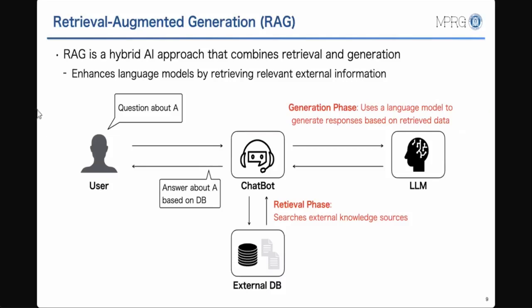One of the solutions is the introduction of RAG. Retrieval augmented generation, RAG, is a hybrid AI approach that combines retrieval and generation. It improves the language model by retrieving relevant external information that makes responses more accurate and reduces hallucination. So how does RAG work? First, the retrieval phase. The model searches external knowledge, like a database, API, or document, to find relevant information. Then, in the generation phase, the language model uses the retrieved data to generate the response, ensuring that the information is more factual and reliable. By integrating retrieval and generation, RAG helps AI provide more accurate responses.